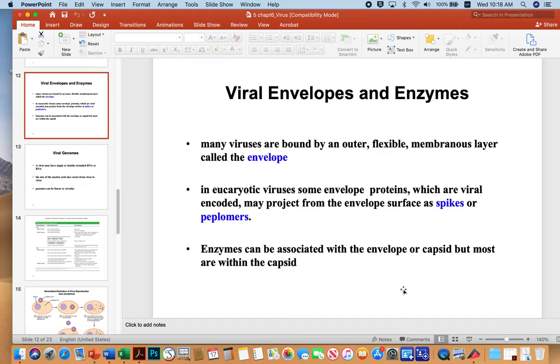So in addition to envelopes, viruses can also carry enzymes with them. And as I mentioned, many viruses are bound by this flexible membranous layer called the envelope. What's cool is that the envelope is taken from the host cell. So the virus has to put its own unique spikes or receptor proteins in it. And so it'll often poke these little spikes through the membrane. And as I also mentioned in the title there, enzymes can be associated with the envelope or capsid.